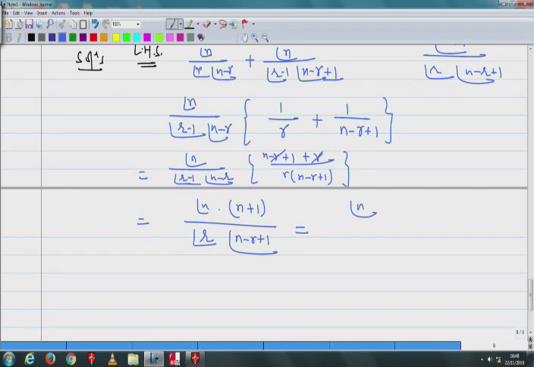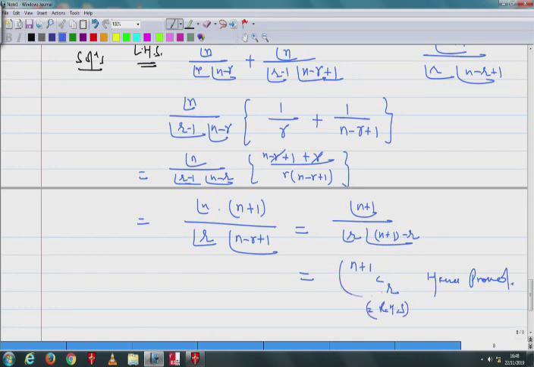This is nothing but n plus 1 factorial, and this is R factorial, and this can be written as n plus 1 minus R, which means n plus 1 CR, hence proved, equals RHS. Is this clear? This is how we prove.